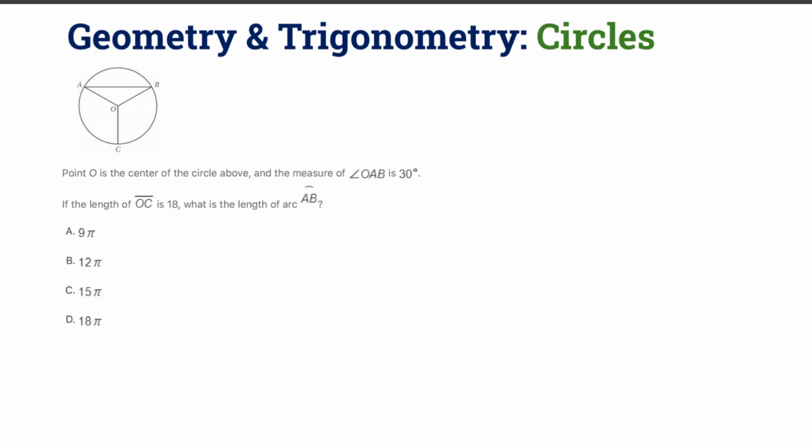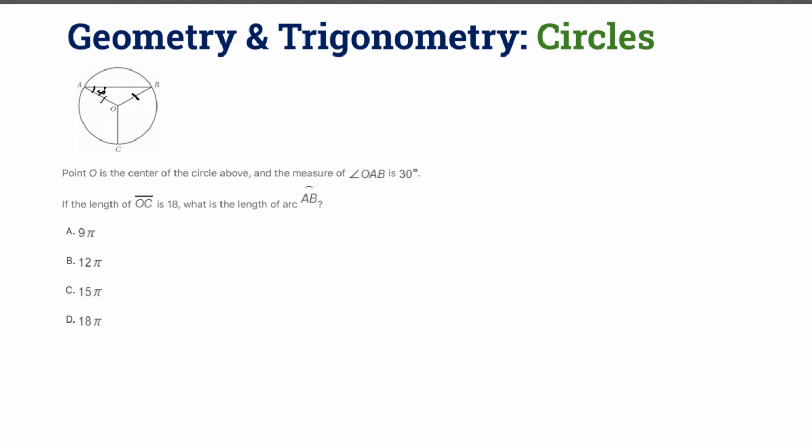Our third problem deals with circles, which is part of the geometry and trigonometry portion. Here we're given a circle with a center at point O, and the measure of angle OAB is 30 degrees. And if the length of OC, which is the radius, is 18, what is the length of arc AB? Okay, so we're given that OAB, which is this angle here, is 30 degrees. We can see that line segment OA is the radius of the circle, and so is line segment OB.